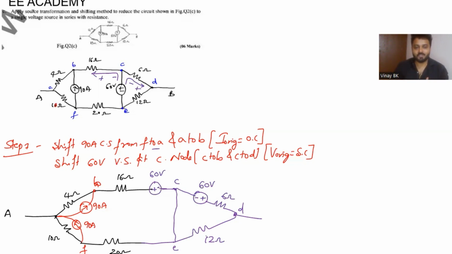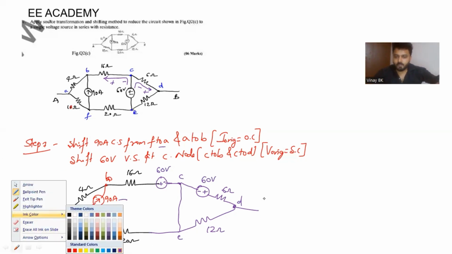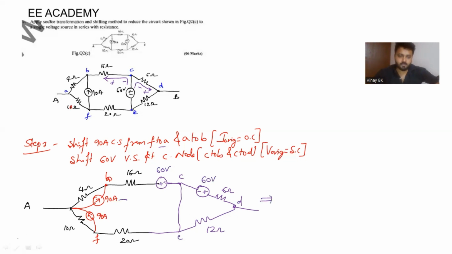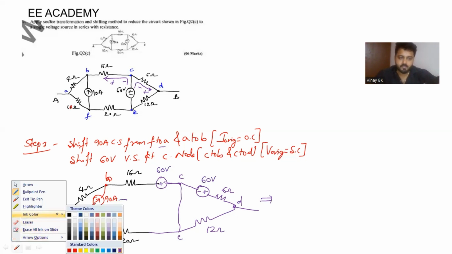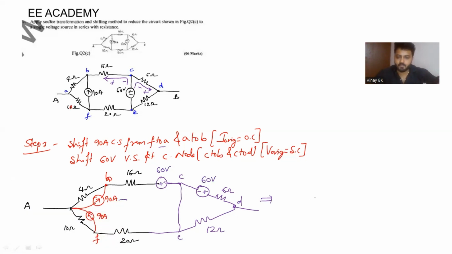There are two current sources, 90 ampere 10 ohm and 90 ampere 4 ohm. You can transform that current source into voltage source. Again, there is one more voltage source, that is 60 volts 6 ohm. You transform that voltage source into current source, so that the circuit looks like this. What I will do? I will do a source transformation. Source shifting is finished. So now we can do source transformation.